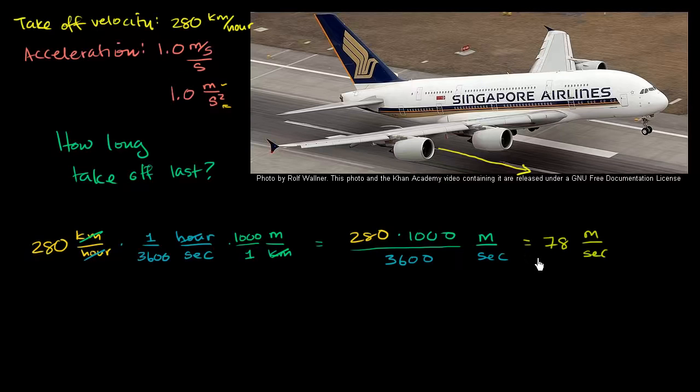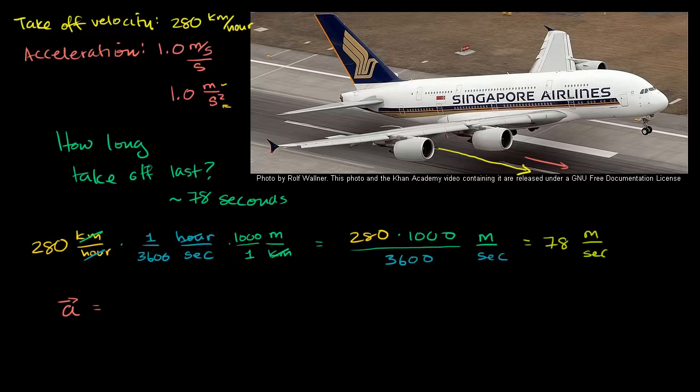So how long will it take to get to 78 meters per second? Well, it'll take 78 seconds, or roughly a minute and 18 seconds. And just to verify this with our definition of acceleration, just remember acceleration is a vector quantity, and all the directions we're talking about now are in the direction of the runway.